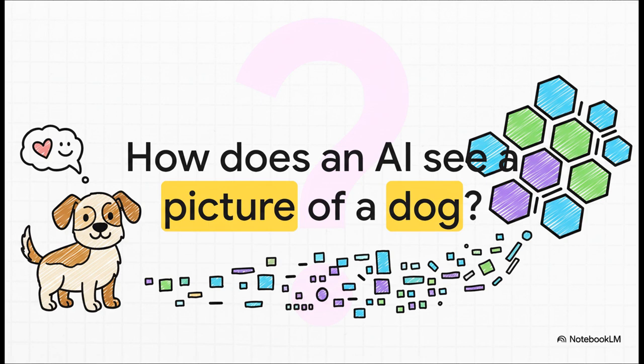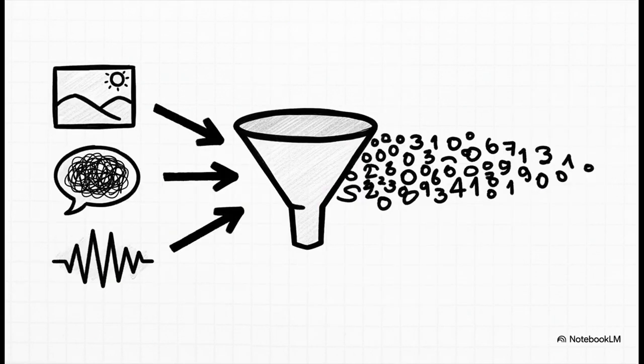So let's start with a really simple question. How does an AI see a picture of a dog? I mean, to you and me, it's a cute, furry friend. But for an AI, that picture is a huge communication problem. See, before it can see anything at all, it has to translate that image into the only language it truly understands. And what is that language?